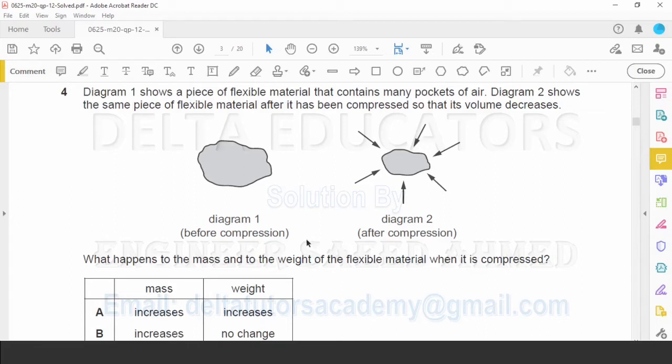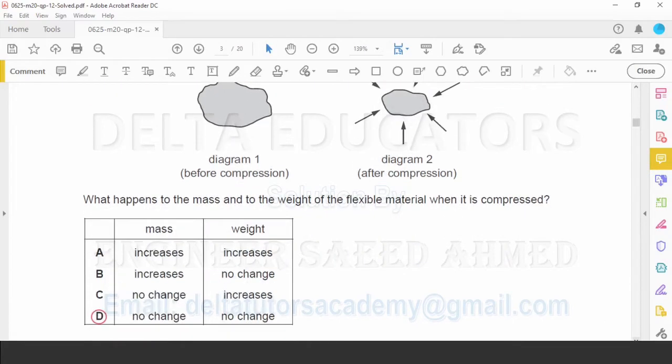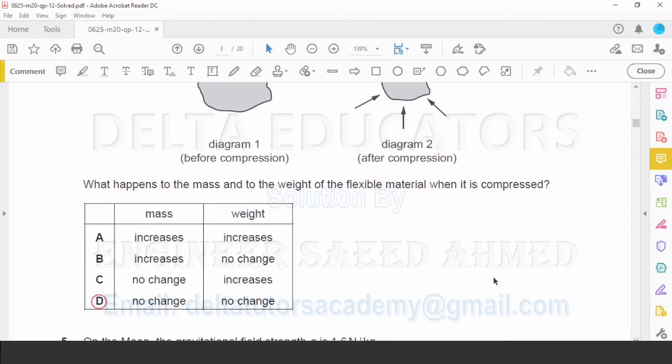So here we can say weight is equal to m into g. m is constant, g is constant. So again weight will also be constant. So here in this case mass in diagram 1 and diagram 2 is constant, and also the weight in diagram 1 and diagram 2 will be constant. So here mass and weight both are constant. Now same thing is given in the option D, that mass no change, weight no change, means both the values are constant. So here correct option, option D.